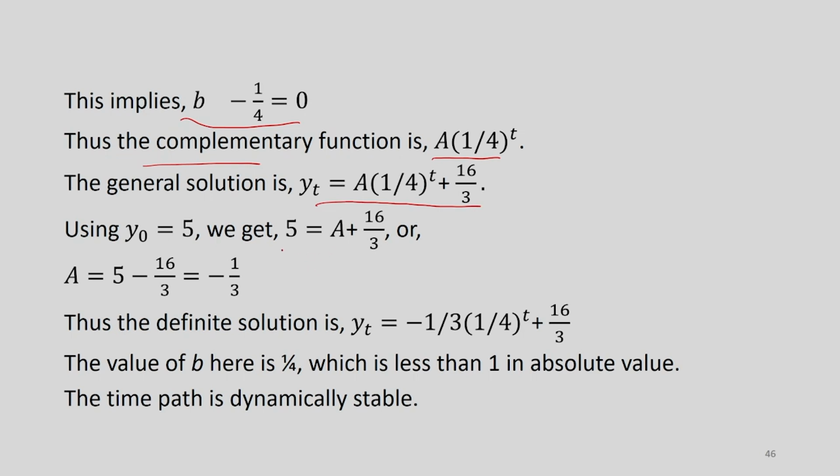So, that will give me 5 is equal to a plus 16 divided by 3, or a is equal to 5 minus 16 divided by 3, that is minus 1/3. So, I put this in this form and I will get this, yt is equal to minus 1/3 multiplied by (1/4) to the power t plus 16 divided by 3.